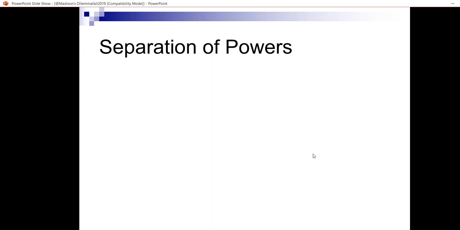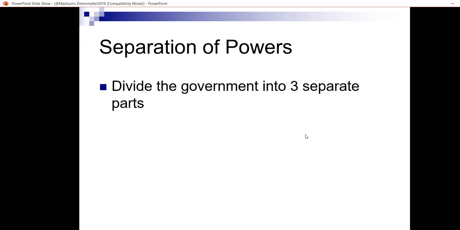So separation of powers is actually pretty involved in America. On the one hand, separation of powers is very straightforward. You divide the government into separate parts and give each part a different power, so that even if one part of the government gets captured by a faction, they don't automatically capture the whole government because the powers are separated.